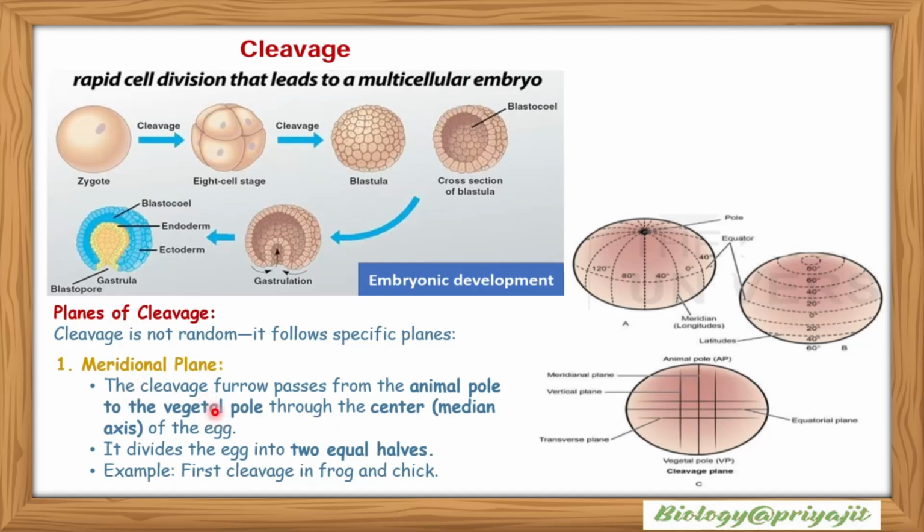So the meridional plane is the cleavage furrow that passes from the animal pole to the vegetal pole through the center or the median axis of the egg. It divides the egg into two equal halves. Example: first cleavage in frog and chick. So this is the animal pole or AP, this is the meridional plane, and this is the vegetal pole. So it divides the egg into two halves. In the case of frog and chick, this is the first cleavage stage.